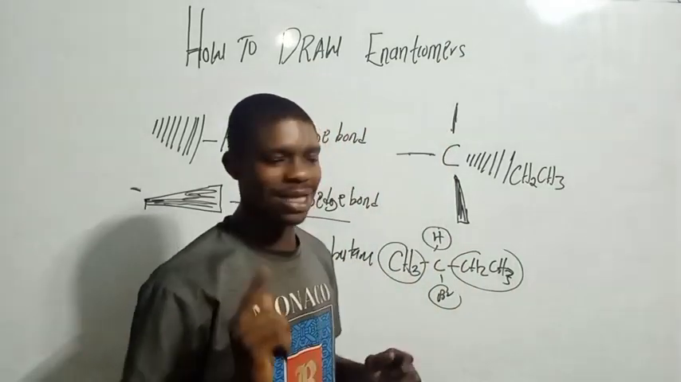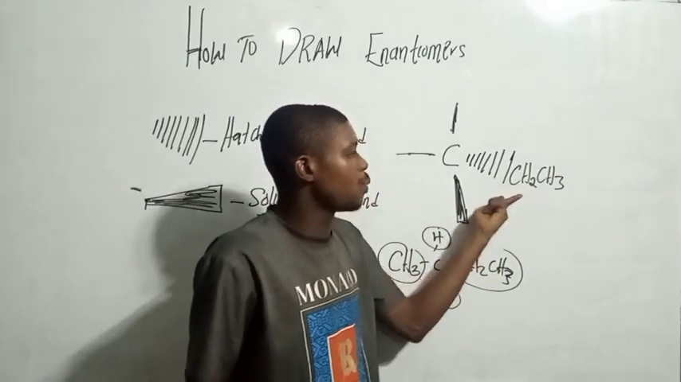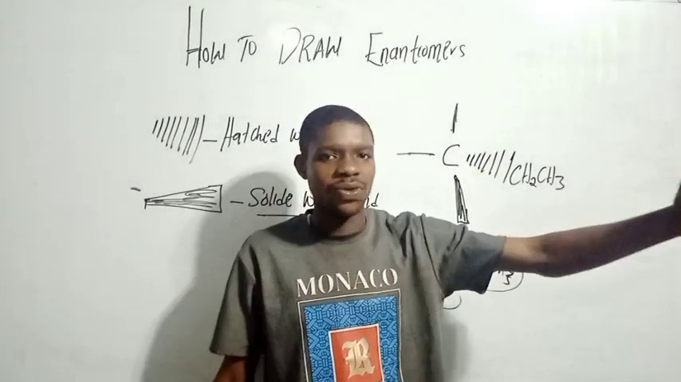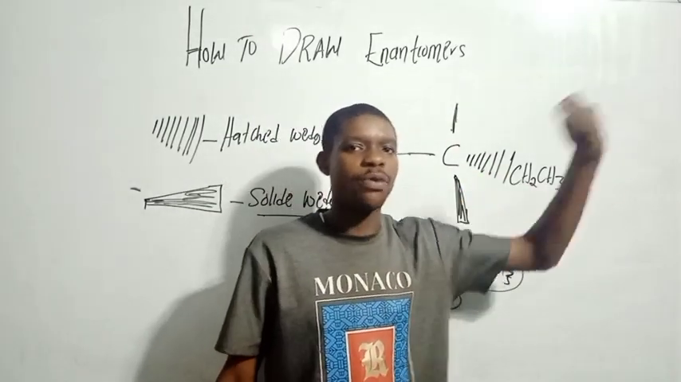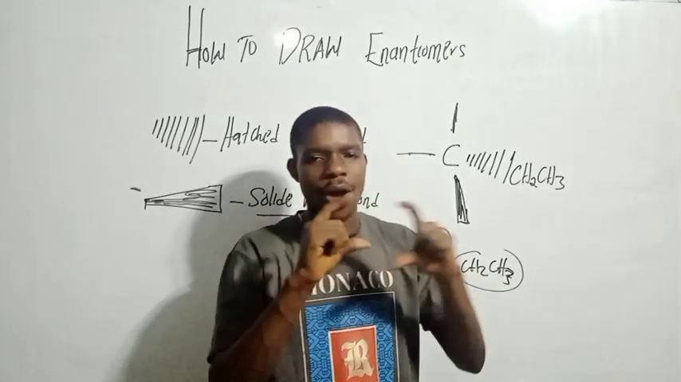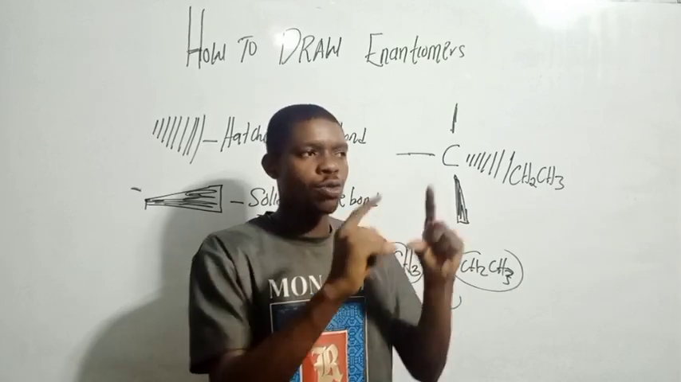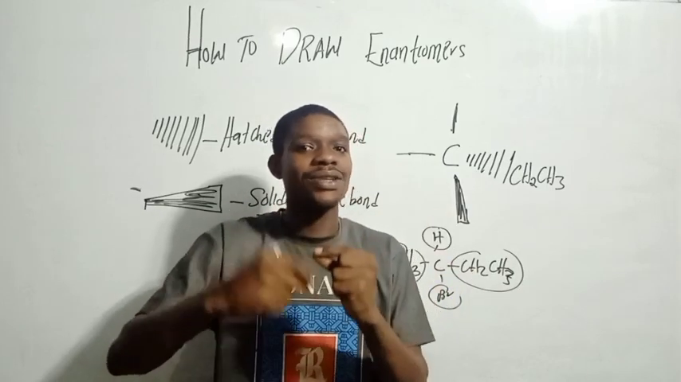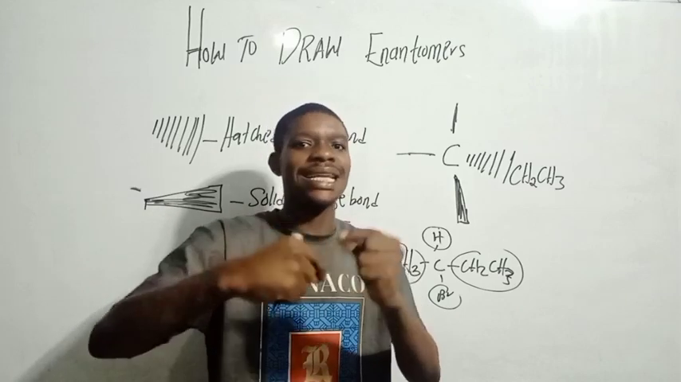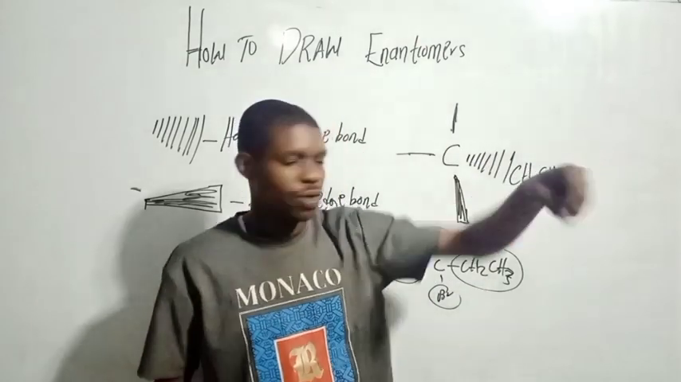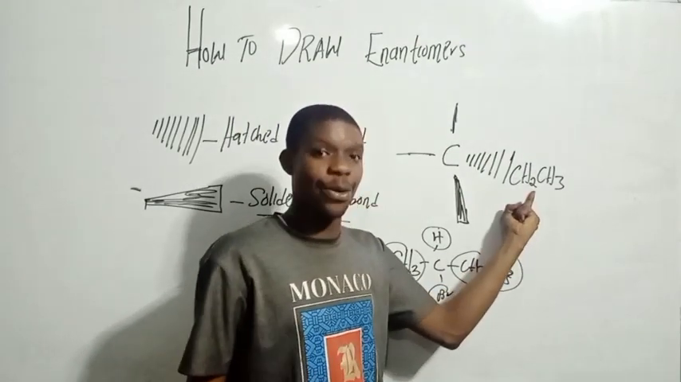Now, what you want to understand is that any group you put here is pointing away from you. It's extending back behind the plane of the paper. So it means that when you are viewing objects or structures in a three-dimensional form, there are some objects you cannot see clearly, because it's at the back. This one represents being at the back, pointing away from you.